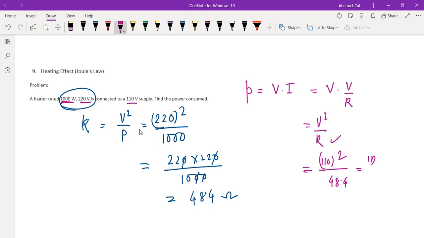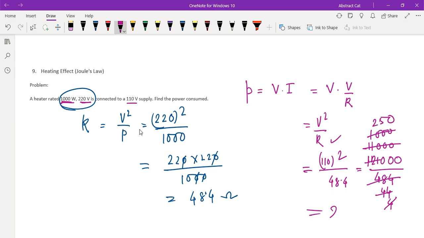So 12100 divided by 48.4, that is 484 cancelled by 121, giving 250 watt power. That's the answer.